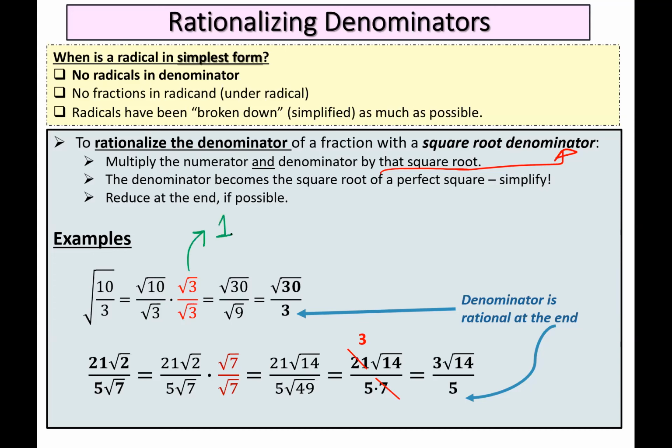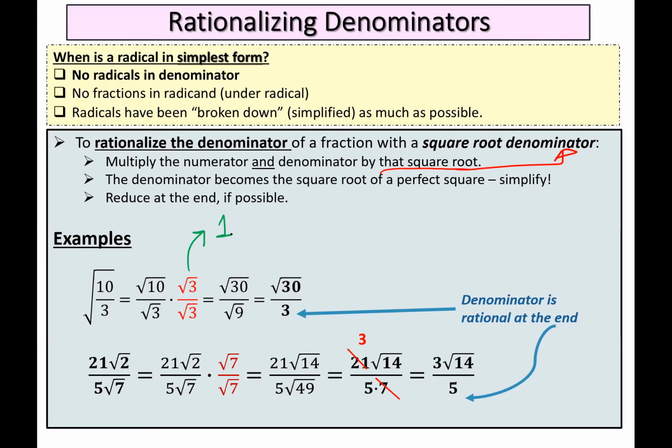That's a fancy form of 1, by the way. Just a reminder, that's why that's even allowed. So the square root of 3 over square root of 3 is just 1. It's not changing the value of our answer. It's going to look different, but it's still going to be technically equal to what we started with.